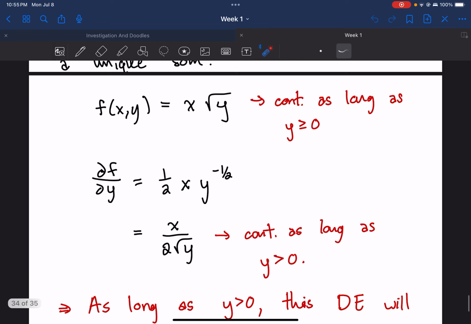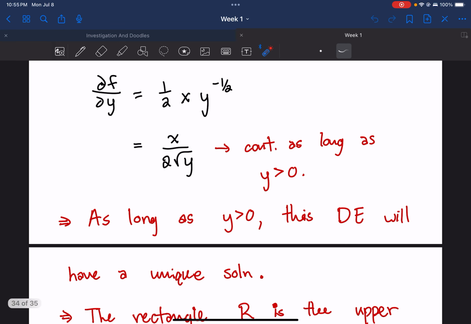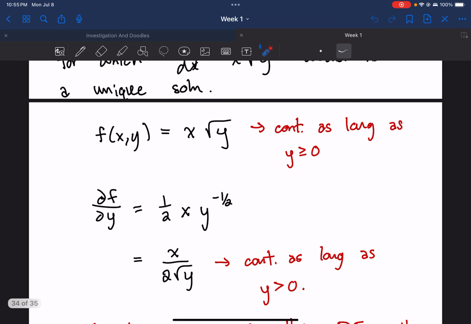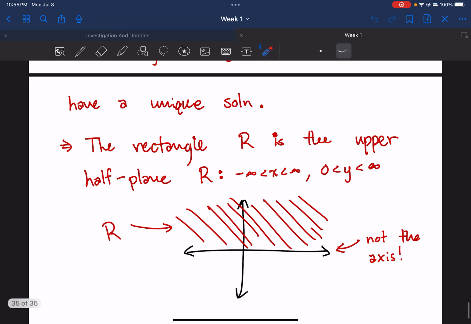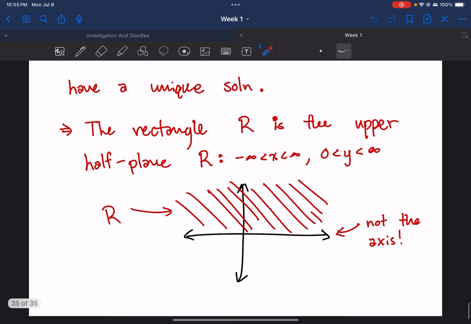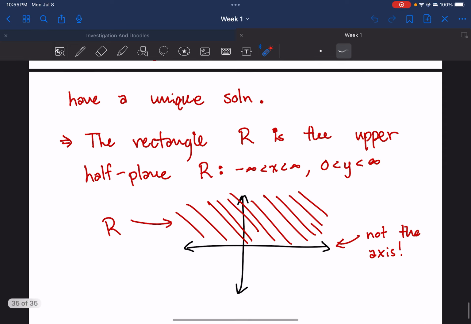Therefore, as long as y is greater than or equal to 0 and y is greater than 0, this differential equation will have a unique solution. That's the only condition on my initial point, x comma y. So in this case, the rectangle R that we're looking for in the theorem is this upper half plane, which spans the entire length of the x axis, does not include the axis, and everything above that. This is not really an important concept to have down, but it's the basis of every uniqueness theorem that's going to come later. Okay.